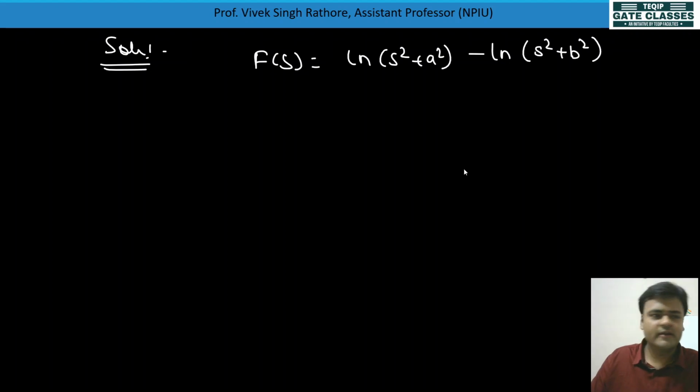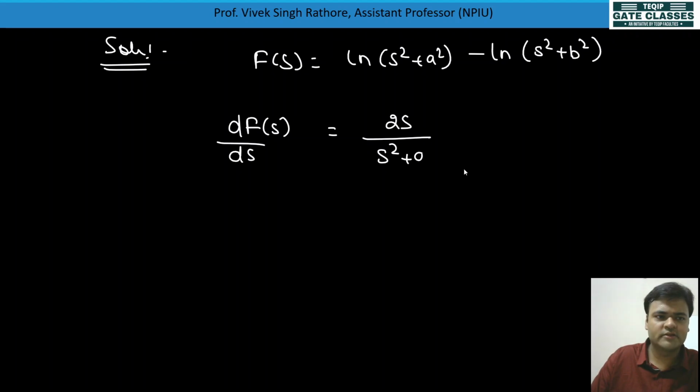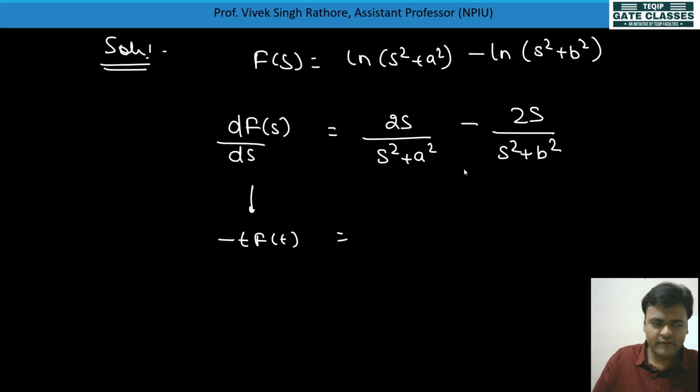Then if you differentiate dF/ds, what will you get? You will get 2s/(s² + a²) minus 2s/(s² + b²). Now dF/ds corresponds to, in the inverse Laplace transform, minus t times f(t). Taking the inverse Laplace transform of each term, 2s, we can take the 2 out, and it becomes s/(s² + a²). It means that it is a cos signal.